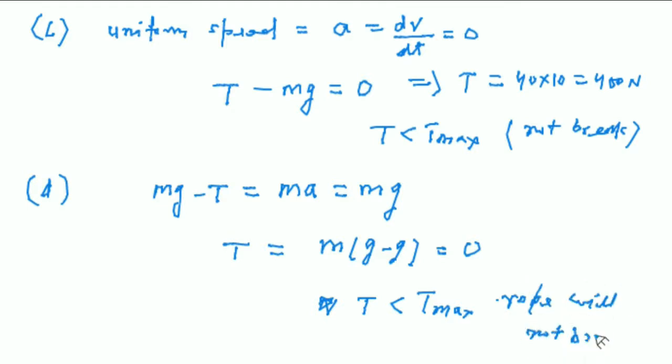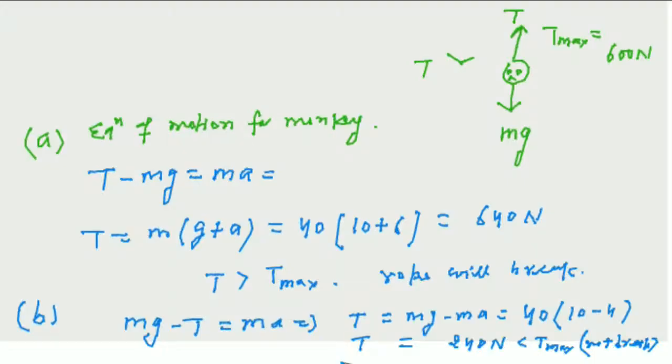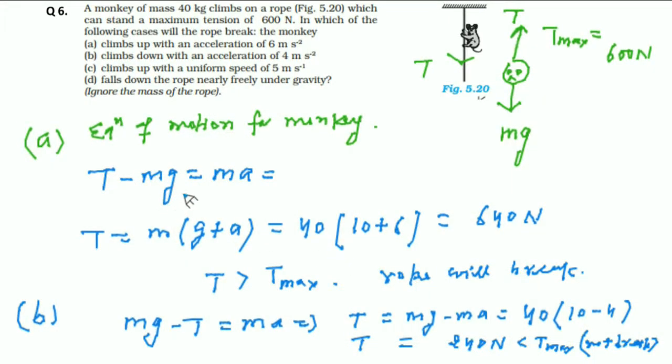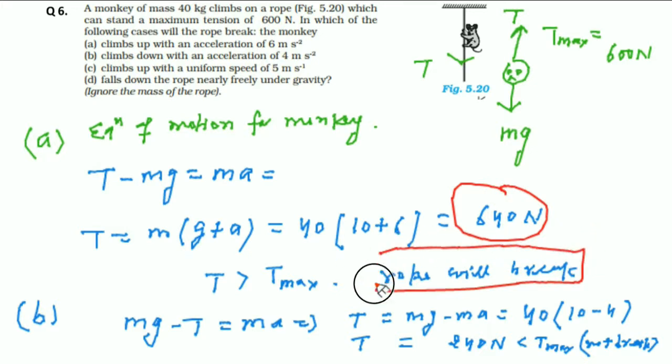So only one case we have seen, that is the first case, when the monkey is going in the upward direction with 6 meter per second square. In that case only the string is going to break. So the answer is only the first case, one case where the rope is going to break.